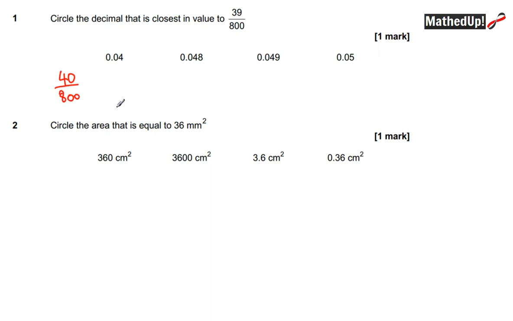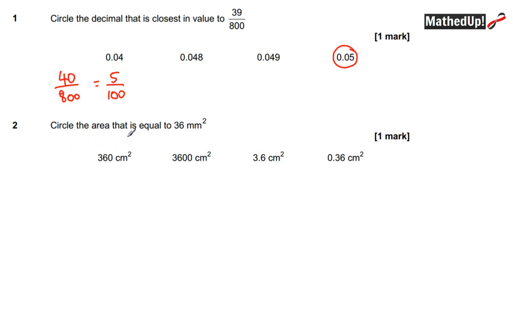40/800. Now to convert this into a decimal, it's easier if the denominator is a multiple of 10. So I'm going to change this to, well, if I divide the numerator and the denominator by 8, that's going to change this to 5, and that's going to be 100. So now that I've got this as a multiple of 10, I can see that 5/100 is going to be the same as 0.05. Okay, so that's going to be the closest in value to 39/800.